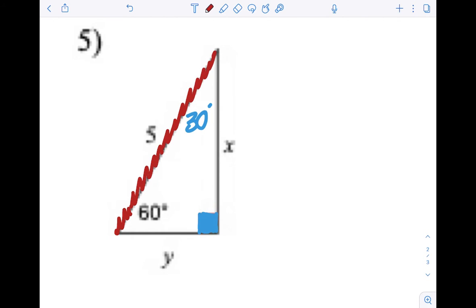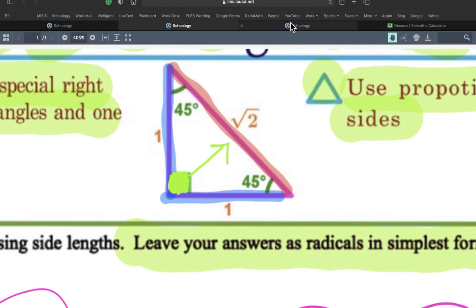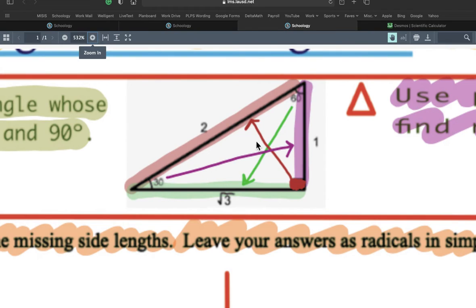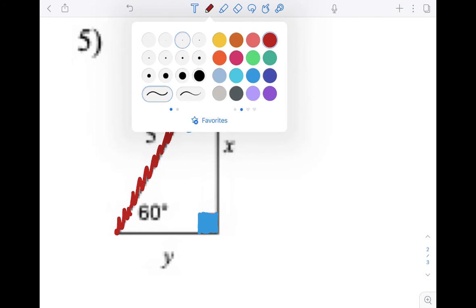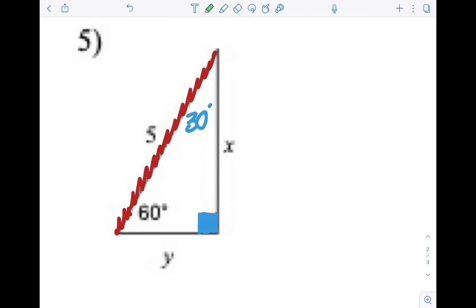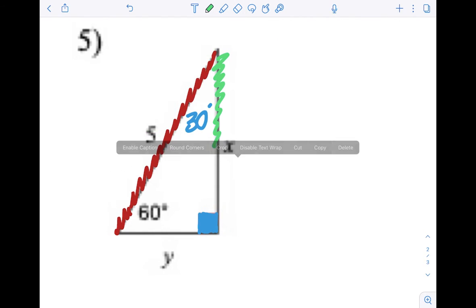All right, 30, 60, 90 triangle. Let's take a look. There it is. Across from my 60 is green, which is the long side, which is that side here. Do I have green? Let's go with that one. Let's say this is green.